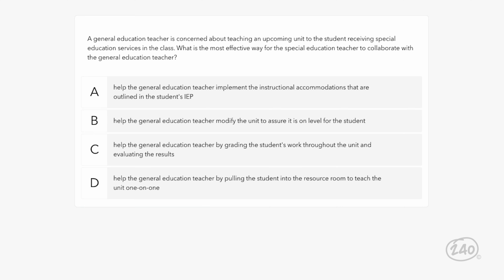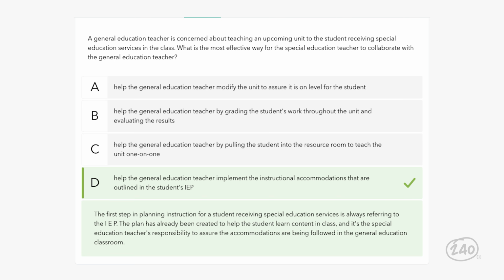A general education teacher is concerned about teaching an upcoming unit to the student receiving special education services in the class. What is the most effective way for the special education teacher to collaborate with the general education teacher? The first step in planning instruction for a student receiving special education services is always referring to the IEP. The plan has already been created to help the student learn content in class, and it's the special education teacher's responsibility to assure that accommodations are being followed in the general education classroom.